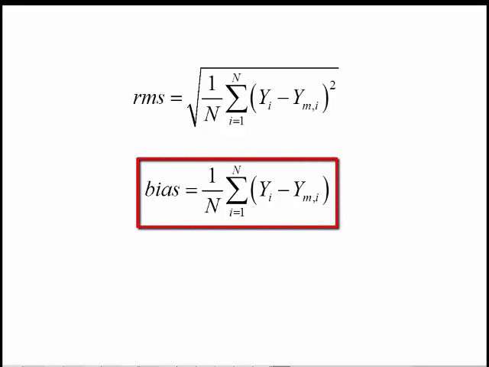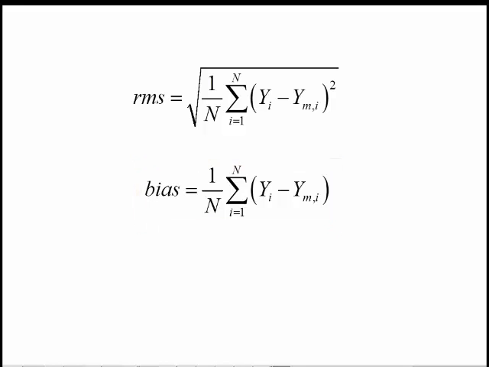The bias error is computed according to this equation. The RMS error in general provides an indication of the deviation between the curve fit and the data in either direction, while the bias error provides an indication of a more systematic over or underestimate associated with the curve fit.